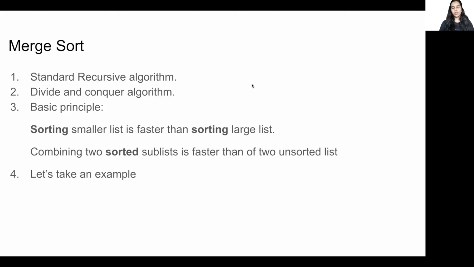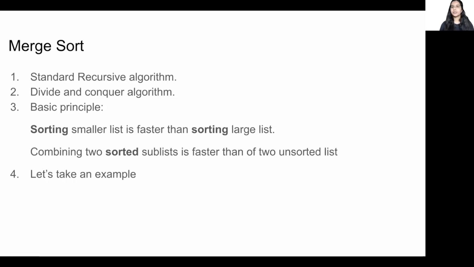So talking about Mozart, what is Mozart? Mozart is nothing but a recursive algorithm. By recursion, what I mean to say is it calls the same function again and again. So it is based on the divide and conquer strategy. So it is going to use these two steps in implementing the sorting process.